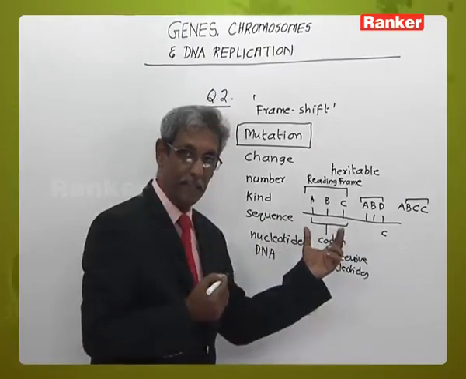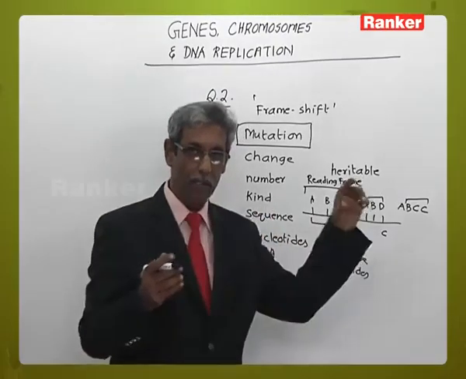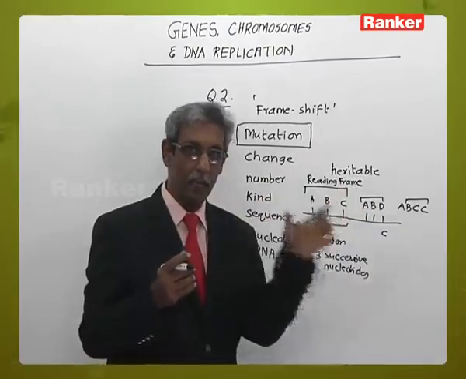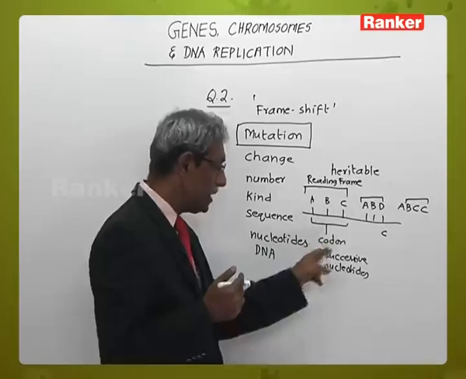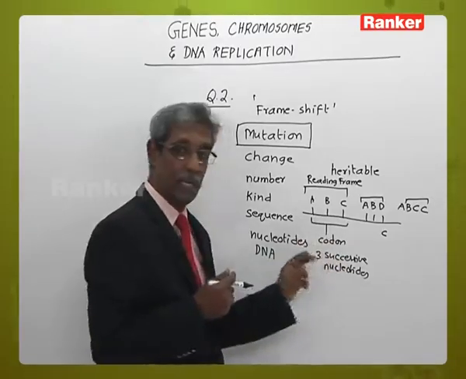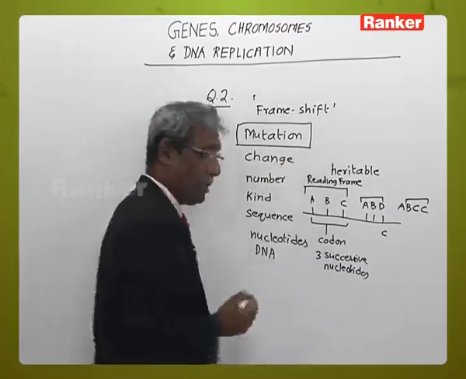Whenever there is a shift, it is just like a railway engine moving on the track. Instead of one bogie, another bogie gets attached. So primarily what happens is we have a change in the codon sequence or a change in the reading frame. So this sort of change in the reading frame is primarily termed as a frame shift mutation.